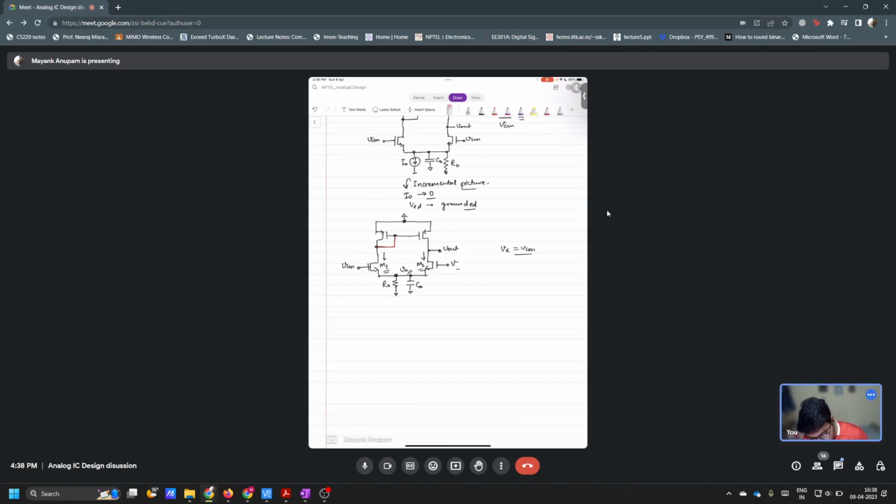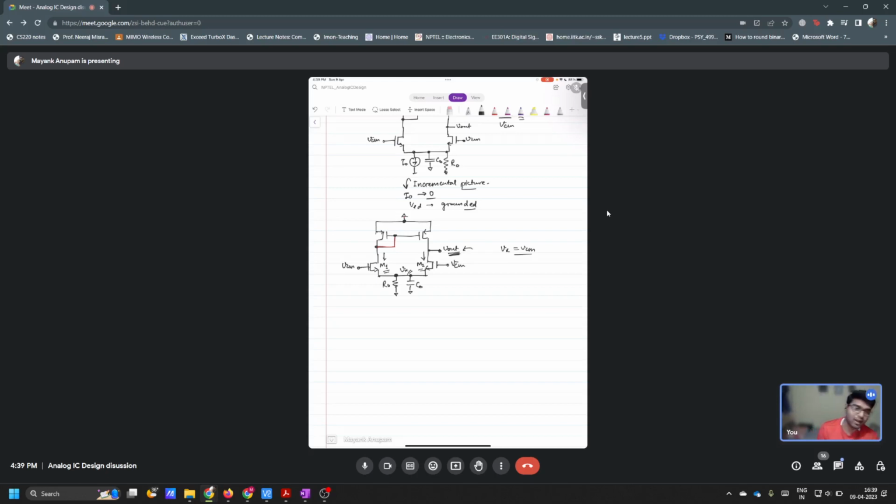So this Vx will not be at ground for the common mode case, so it doesn't matter, then, right? No, even in the differential case, you cannot say that it will be a ground when you are calculating Vout. So that is only when the circuit is symmetric, right? Even if the circuit is symmetric, it doesn't matter when you are calculating Rout from one terminal.